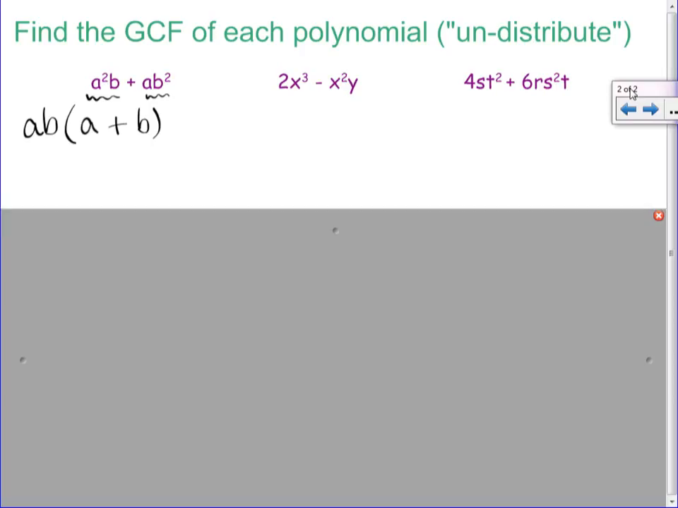Looking at the next one, we want to take out as much as we can when we do these problems. Looking from the first term to the second term, there's no numbers that are in common because there's a 2 on one and a 1 on the other. But there are some x's in common. In fact, there's 2 x's that we could take out. So x squared, we can take out of both terms. If we do that, we're left with this 2, the coefficient, and then one of the x's is still there. And on the second term, when we take out x squared, we're just left with y.